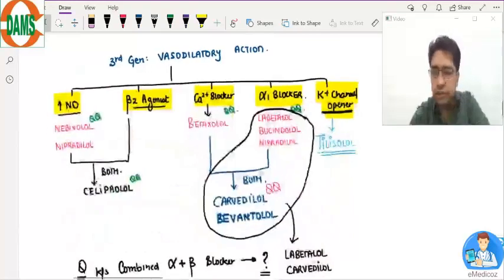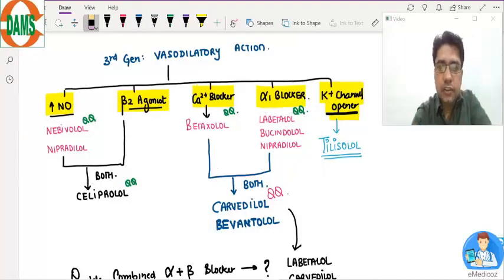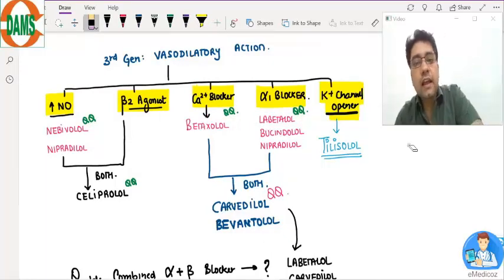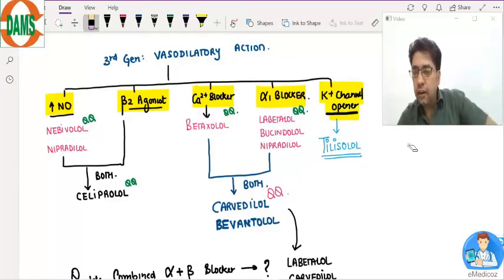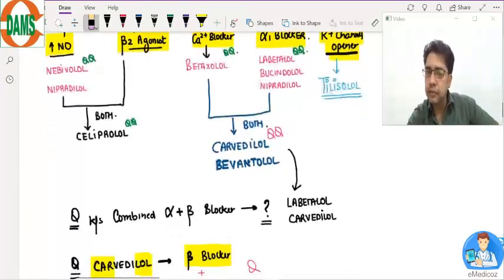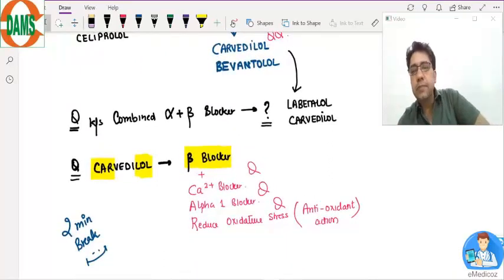What are the special vasodilatory actions? Either they increase nitric oxide, beta-2 agonist: nepranolol, nebivolol, and celiprolol. Calcium blocker: betaxolol. This is a very commonly asked question. You have to remember betaxolol. Tomorrow we will discuss betaxolol. Alpha-1 blocker: labetalol, bucindolol, nepranolol, and carvedilol. Potassium channel opener: tilisolol. So which beta blockers are known as combined alpha plus beta blockers?